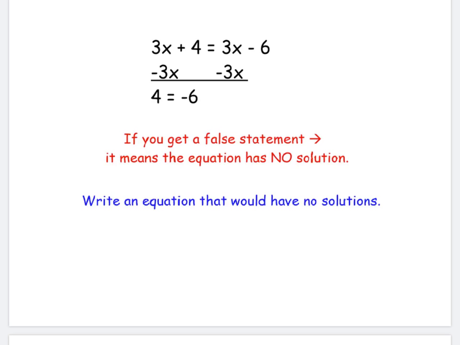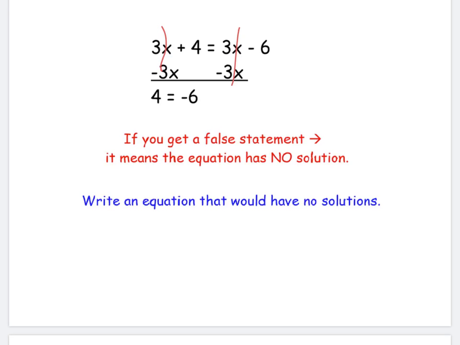So the one that comes first says 3x plus. So adding 3x to something, the opposite is subtracting 3x. So I want to subtract 3x from both sides. So 3x minus 3x gives me 0. They cancel out. And then the same thing happens over here. 3x minus 3x also gives me 0. So they cancel each other out. This time I'm left with the 4 on the left and a negative 6 on the right.